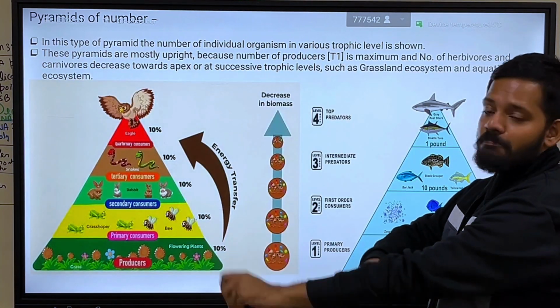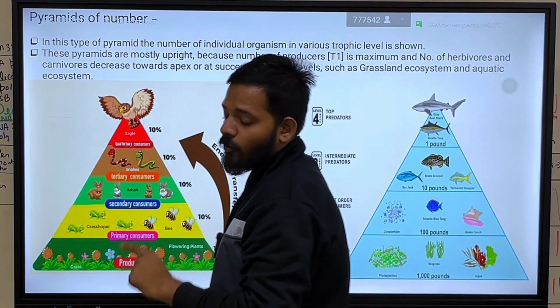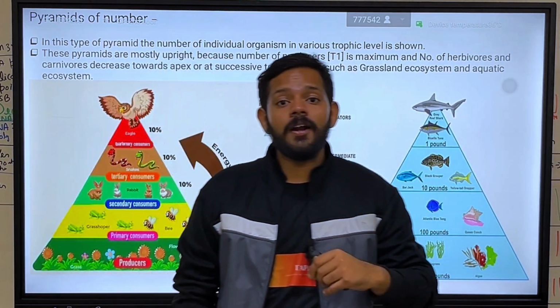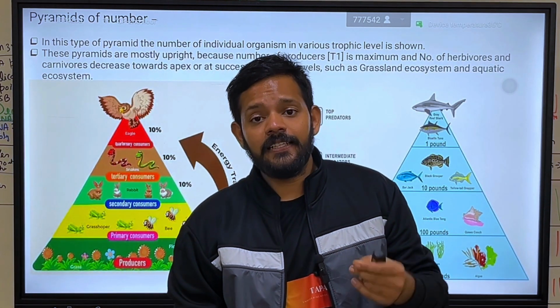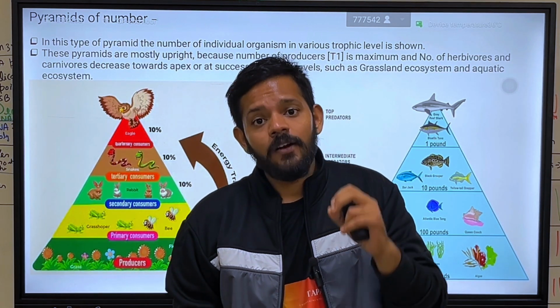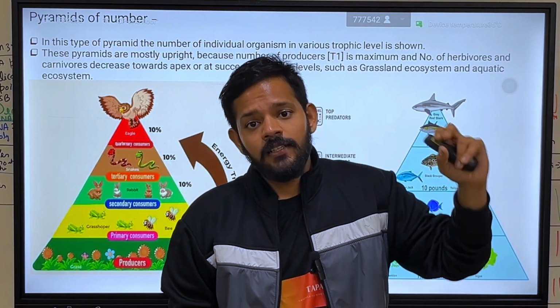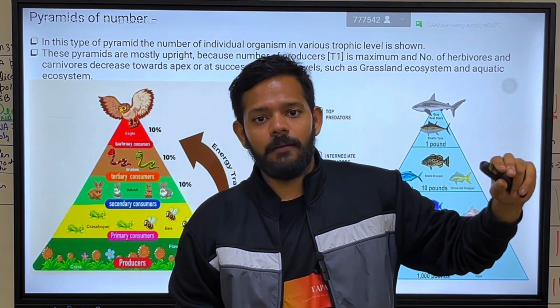First we have the pyramid of number, or number pyramid. In this pyramid we talk about the number of organisms present in a particular trophic level. Again, the number of organisms present in a particular trophic level is called the number pyramid.